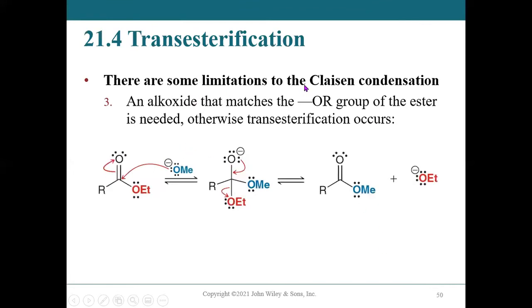So there are some limitations to the Claisen condensation, and an alkoxide matching the OR group of the ester is needed. Otherwise, transesterification occurs. So if we use, for example, here the ethoxide, and we use methoxide, then we can see the transesterification. So your ester can be converted to a methyl ester.